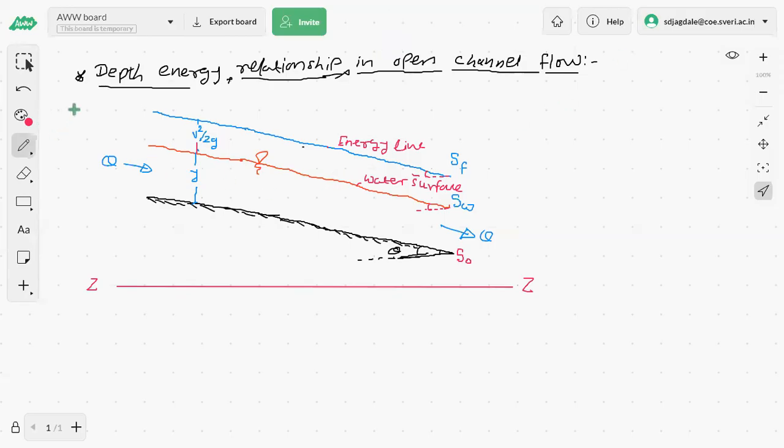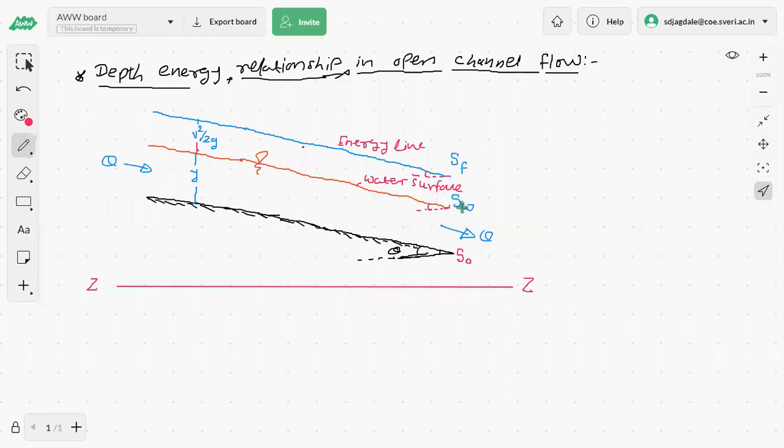The next part we are going to discuss is the depth-energy relationship in open channel flows. Just consider a channel bed, shown here by the black line, having the bed slope S0, the depth of the flow y, and the discharge Q passing through that particular depth. This is in and this is out.